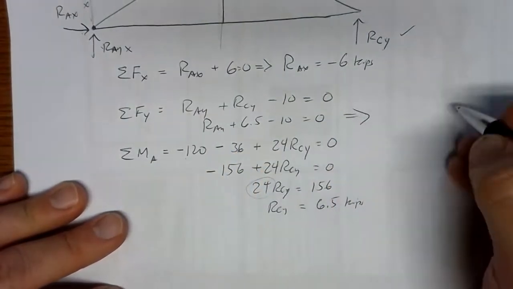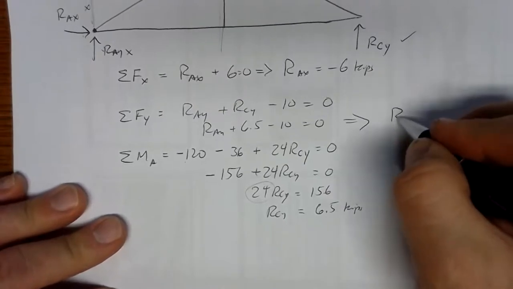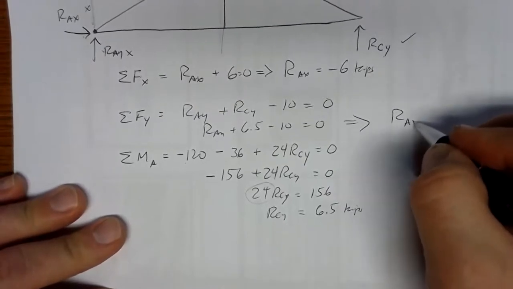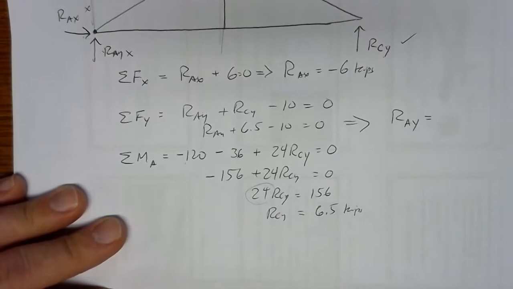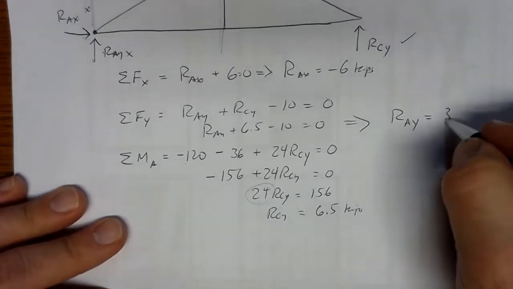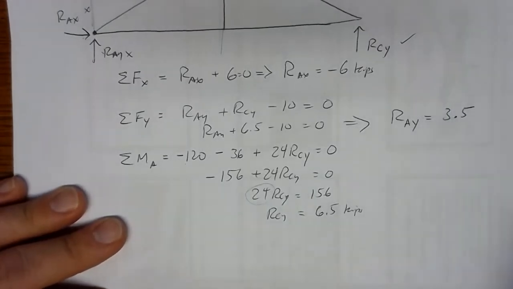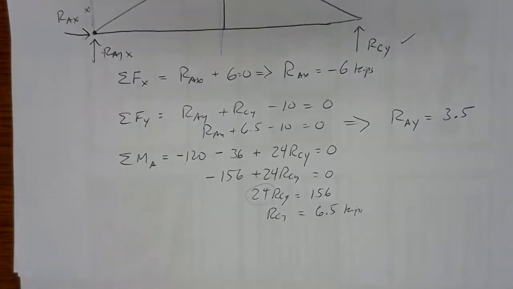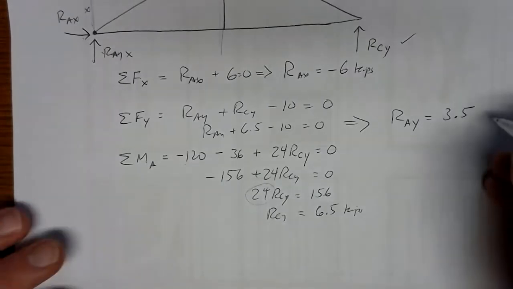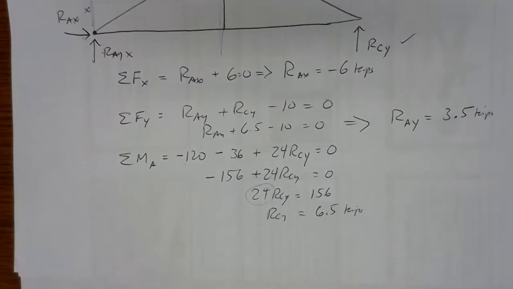And if we solve that, and I won't belabor the solution here, I'm going to assume that everyone's feeling pretty confident with algebra at this point. RAY comes out to be 3.5, and that's also kips. So good news, no rounding so far, so we haven't lost any accuracy. We've got our external forces.